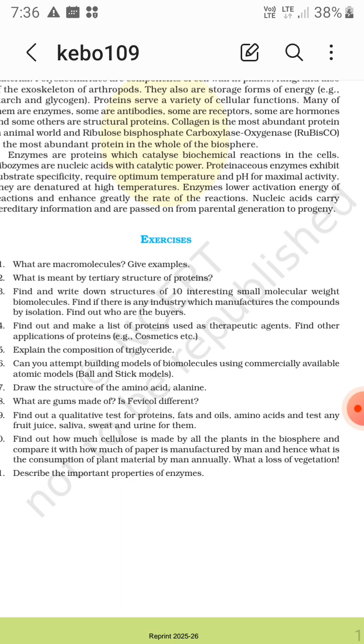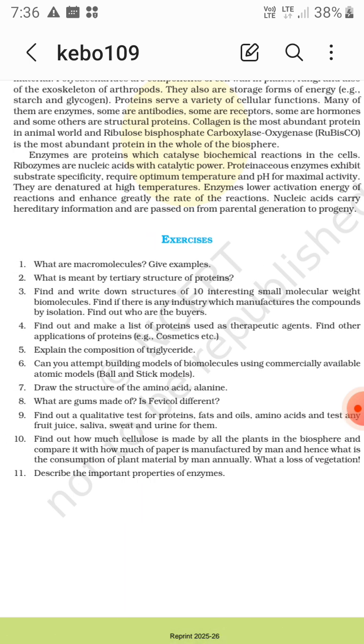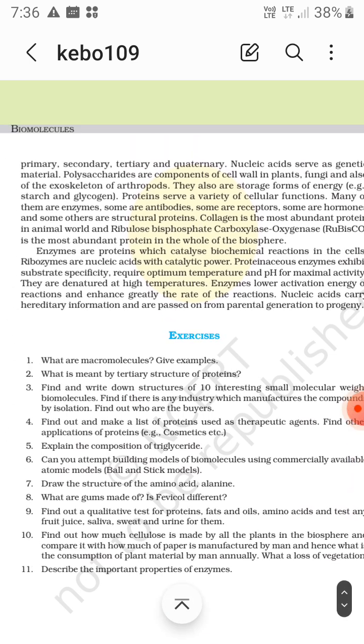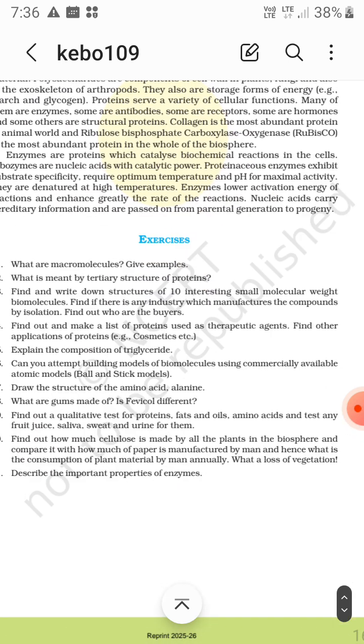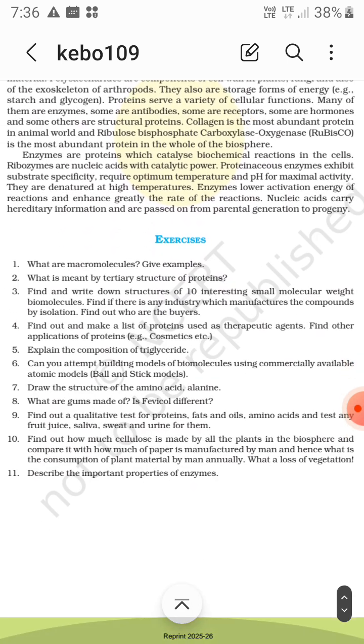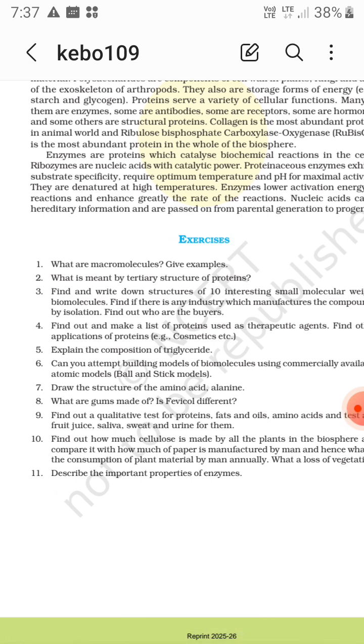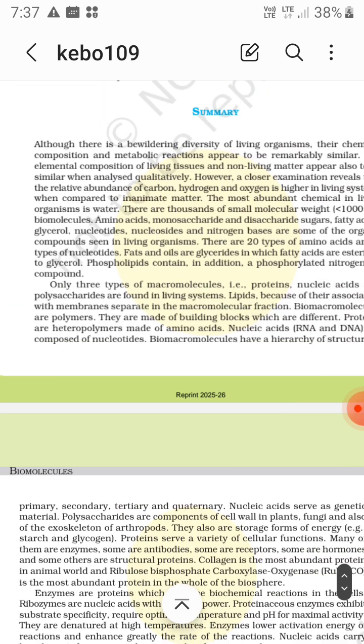Describe the important properties of enzymes. They lower the activation energy, hence enhance the rate of the reactions. They are proteinaceous; a few are nucleic acids, that is ribozymes. They exhibit substrate specificity, and require optimum temperature and pH for maximal activity. So this is it, your chapter.